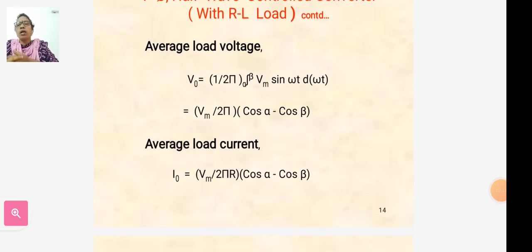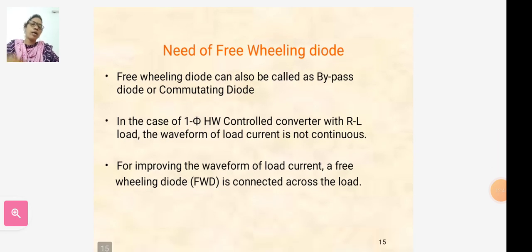And these are the average load voltage and average load current. The average load voltage is equal to 1 by 2 pi times the integral from alpha to beta of V_m sin omega t d(omega t). After calculation of this equation you will get V_m by 2 pi times (cos alpha minus cos beta), and the average load current I_o is equal to V_m by 2 pi R times (cos alpha minus cos beta). So this is about the single phase half wave controlled rectifier with RL load.